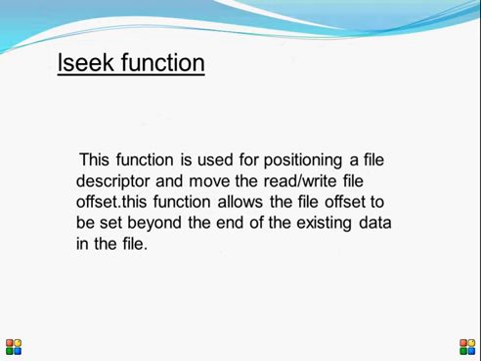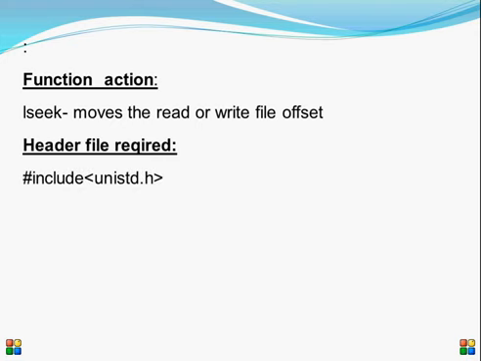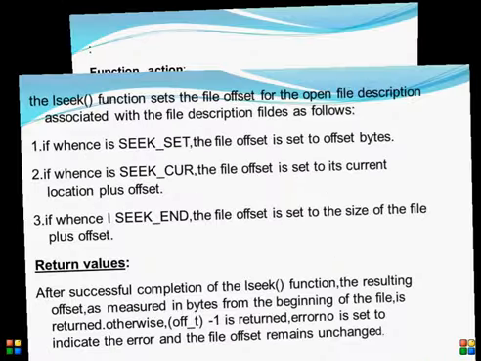The next one is the lseek function. This function is used for positioning a file descriptor and moving the read-write file offset. This function allows the file offset to be set beyond the end of the existing data in the file. Function action for this lseek is that it moves the read or write file offset. Header file unistd.h, and the syntax consists of fd, offset, and whence.